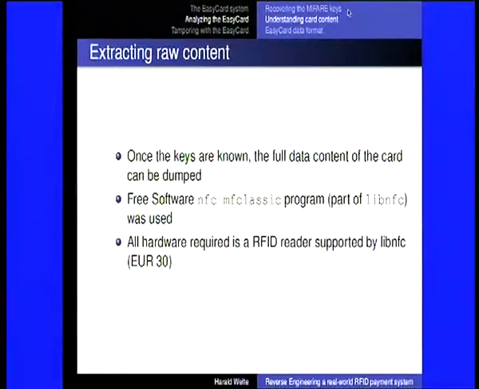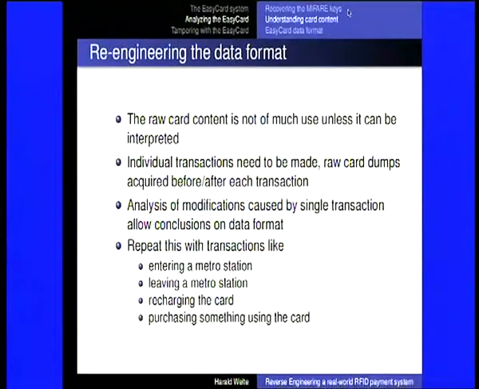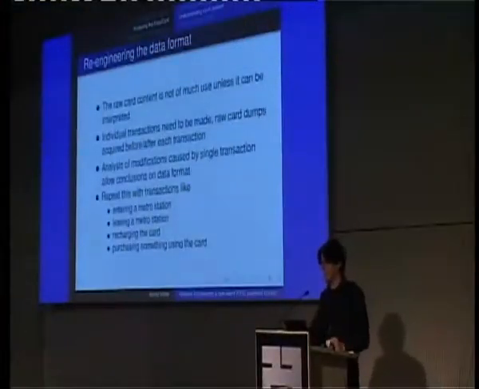Okay, so we read out the card. Now we need to understand how the data is organized on the card. The logical approach is to do individual transactions: you go into the subway, you read the card before, you read it after, and then you compare what has changed in the data. You do that again when you leave the subway station. And you make a purchase, you recharge the card, you go into a bus, you rent a bicycle and so on. You do all these things, and all the time you do captures, you reread the card and see what's happening.